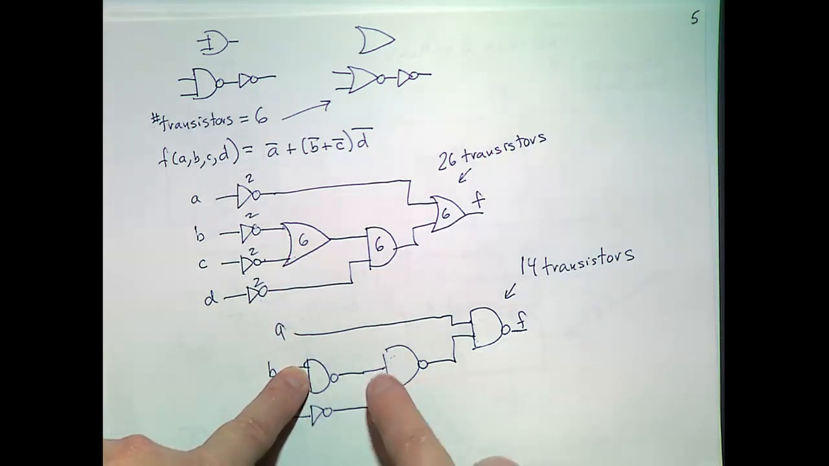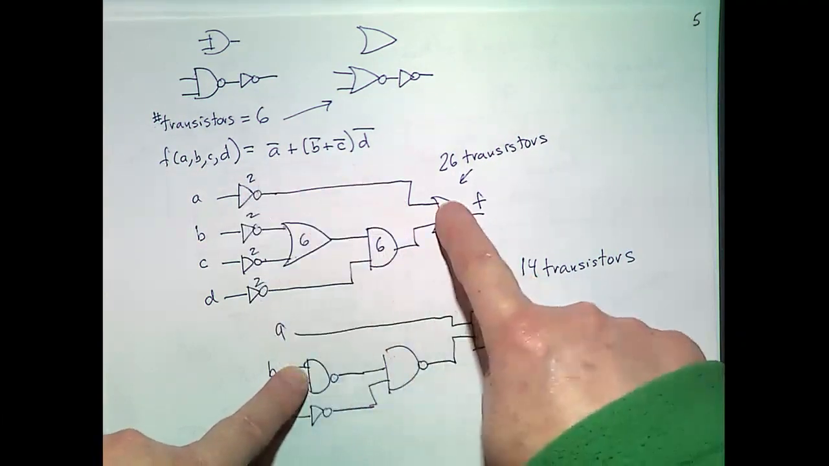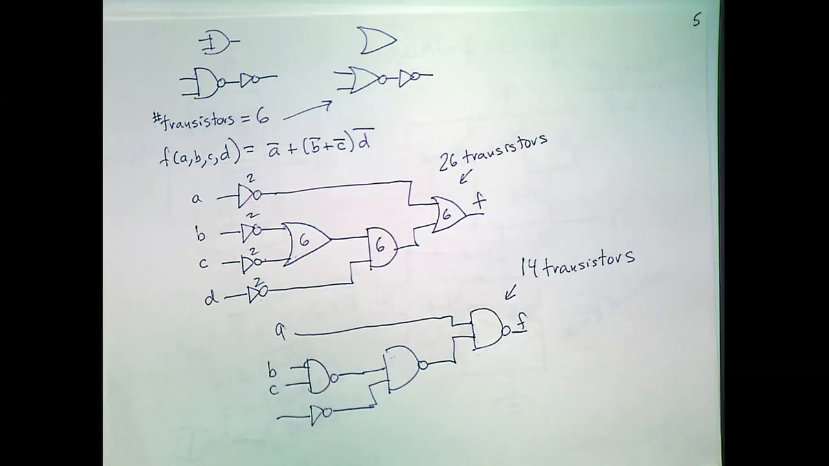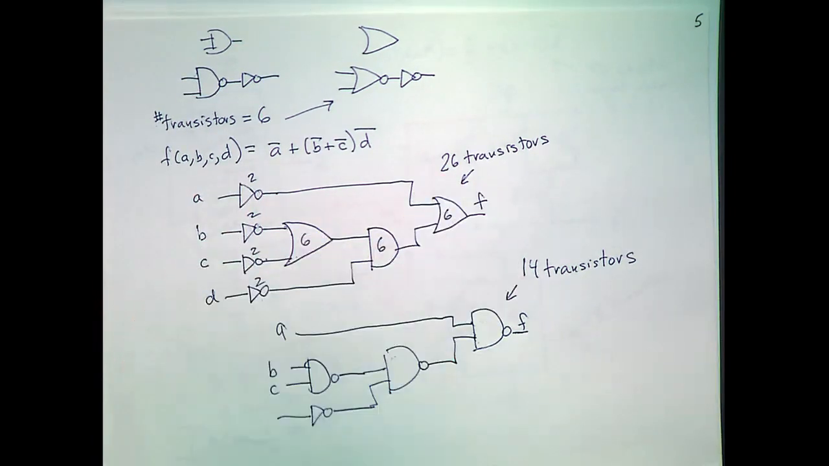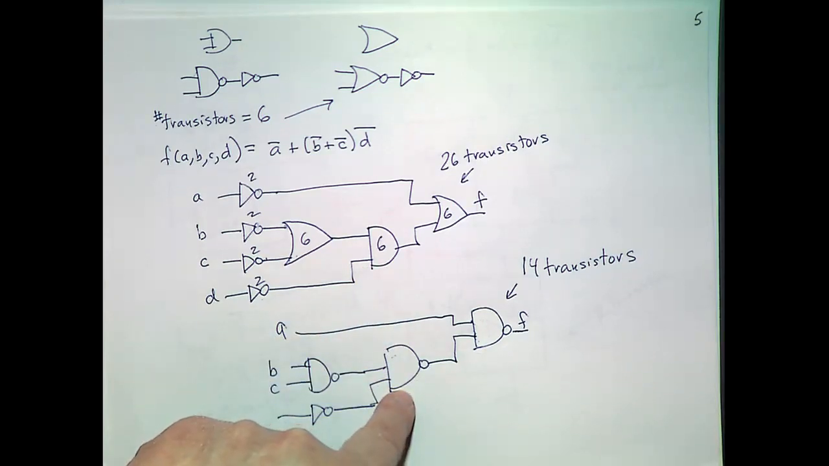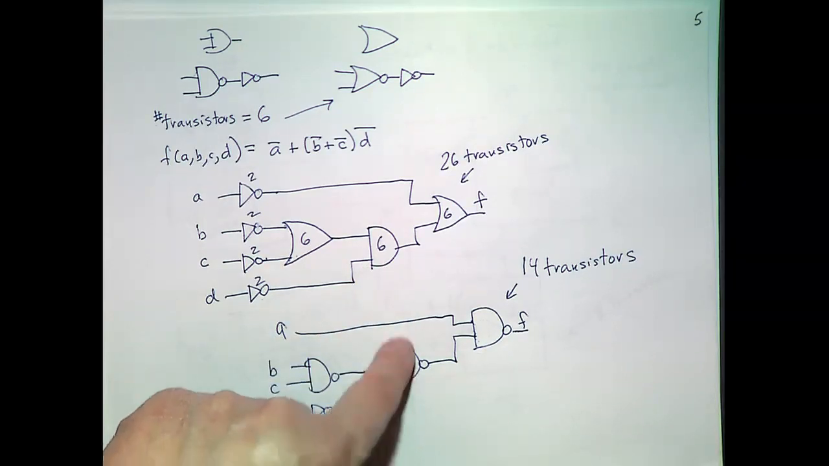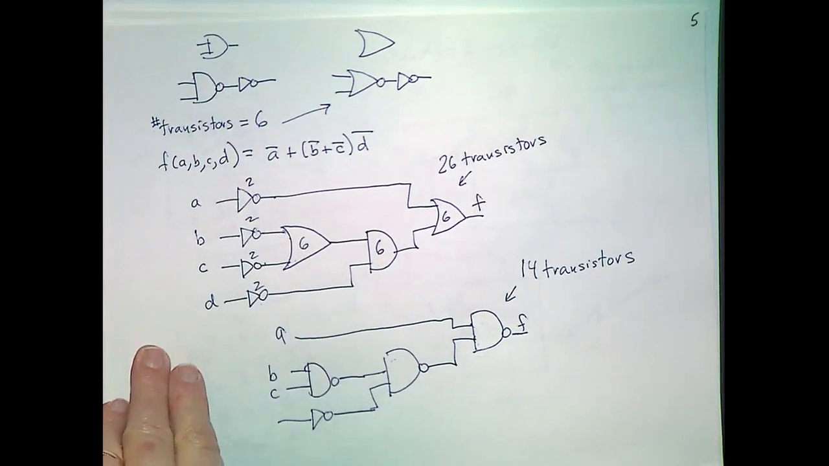We can put 2 inverters here, and then slide this inverter here, and then this one will become a NAND gate. If you count the number of transistors for each of these gates individually, we came up with 26, whereas we actually improved it to 14 by moving the inversions around. An AND gate is actually more expensive than a NAND gate. The NAND gate is 4, and the AND gate is going to be 6 because it's a NAND gate with an inverter.